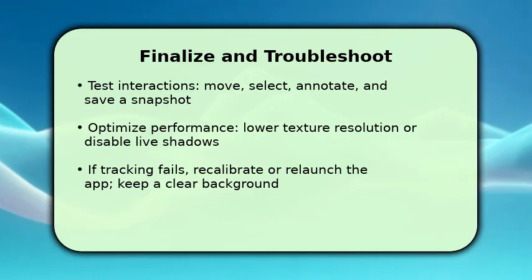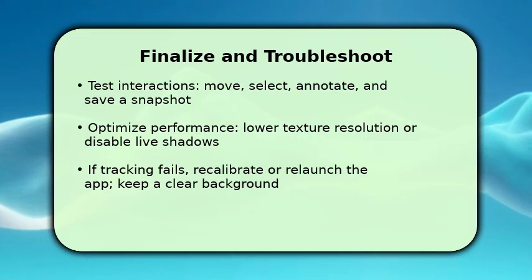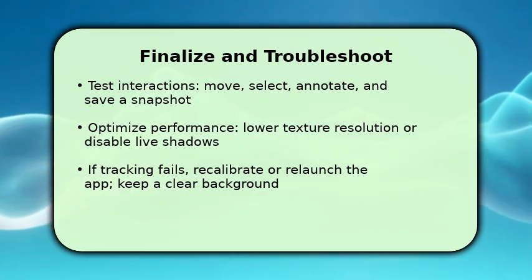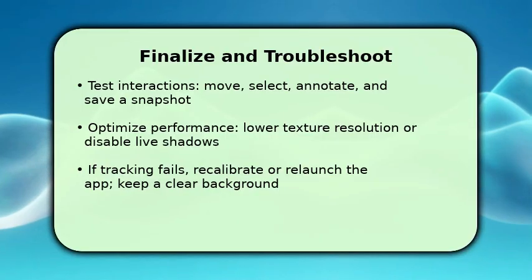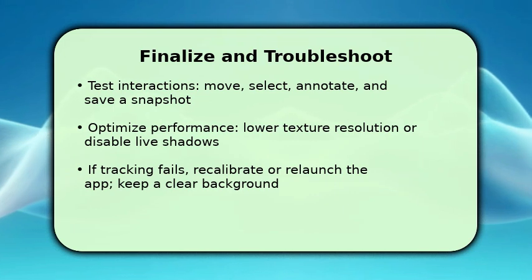To improve performance, reduce texture sizes or turn off live shadows. That keeps frame rates smooth. If tracking falters, recalibrate the session or restart the app. And make sure the background is uncluttered. This single troubleshooting step solves most alignment issues.